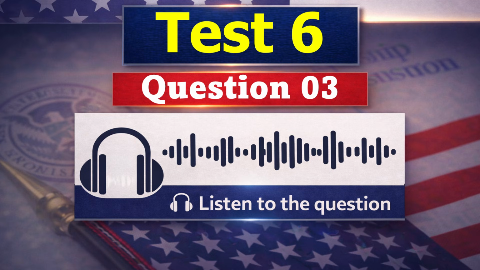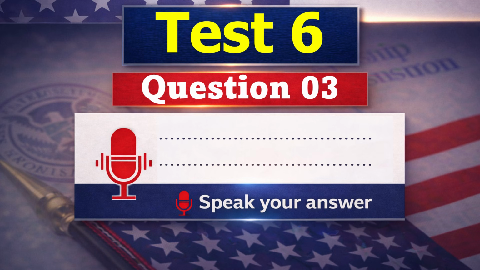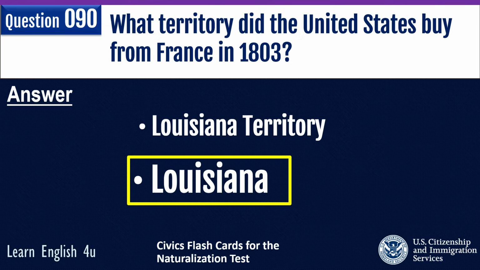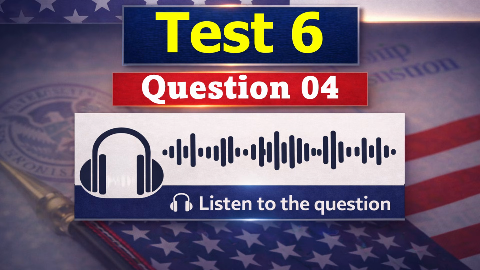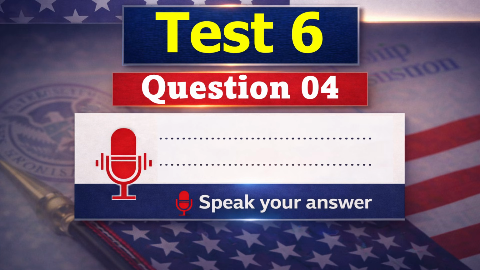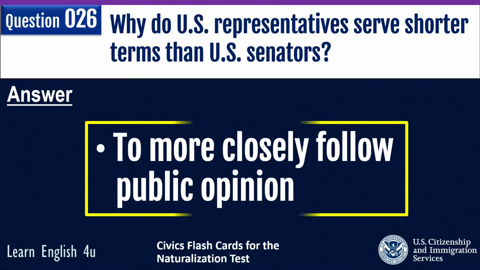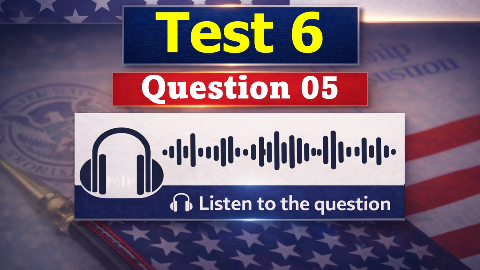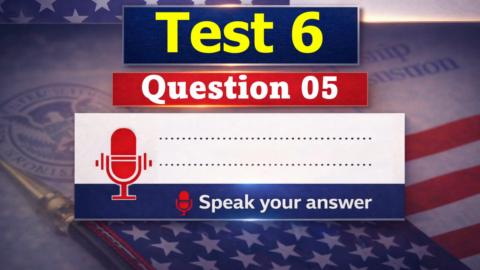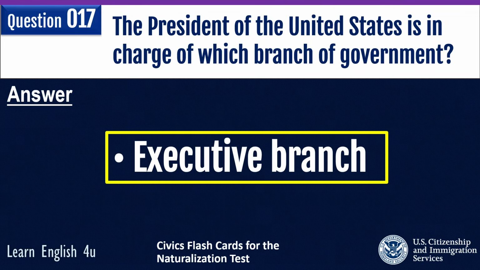What territory did the United States buy from France in 1803? Louisiana. Why do U.S. representatives serve shorter terms than U.S. senators? To more closely follow public opinion. The President of the United States is in charge of which branch of government? Executive branch.